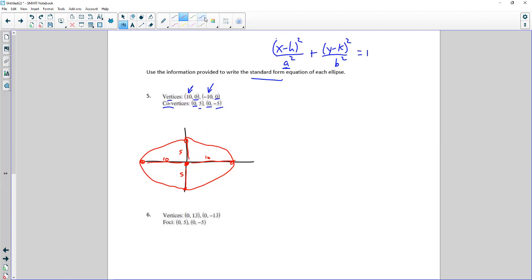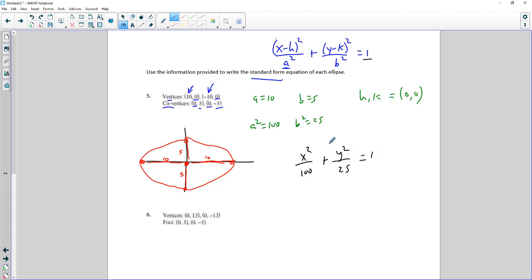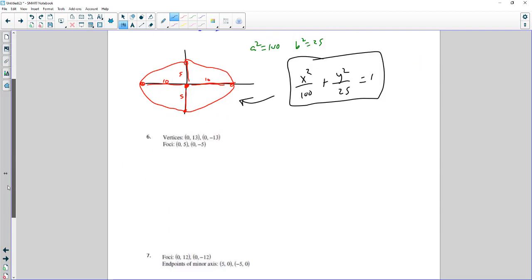Okay, so fair enough. Here's what I'm going to tell you. This distance here, 10, is a. So that means a squared was 100. A equals 10, b equals 5, a squared is 100, b squared is 25. H and k, in this case, is 0, 0. So this is an easy equation to write. Your answer will be x squared over 100 plus y squared over 25 equals 1. This is always equal to 1, and this is your answer. This is actually what this would give you if you were to draw it. Very simple, actually. That's in your standard form.